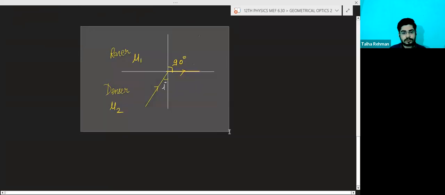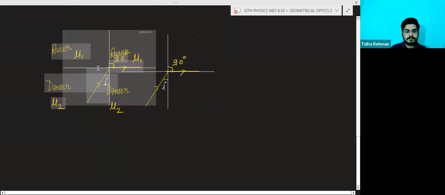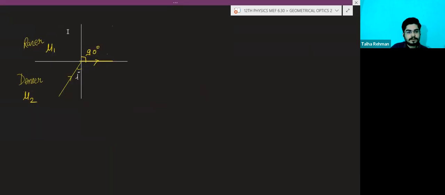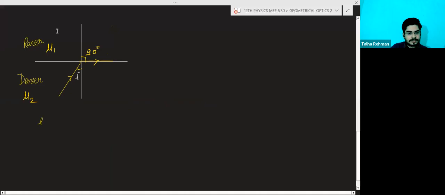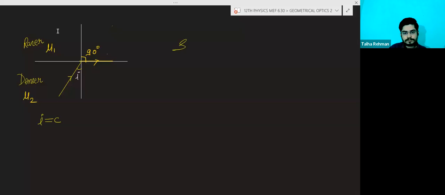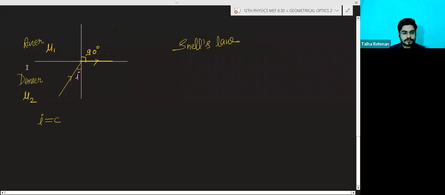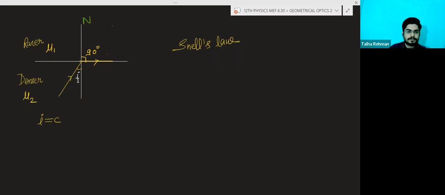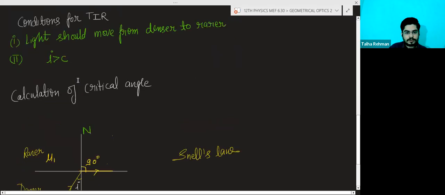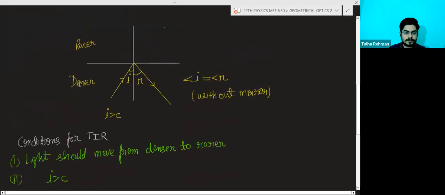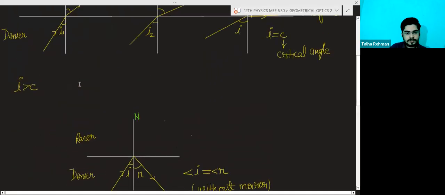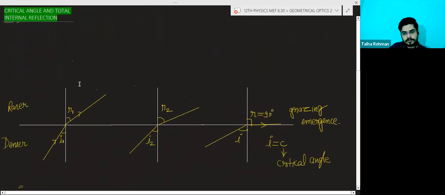We will apply Snell's law to find the critical angle. So here, what is I? In this case, the angle of incidence is equal to the critical angle. So we can apply Snell's law. How to apply Snell's law? Refractive index into sine of angle with normal. Remember, this is normal. This is interface. This is another normal.